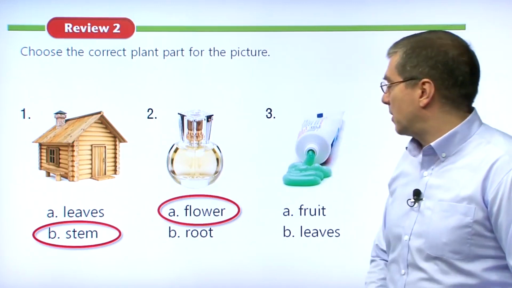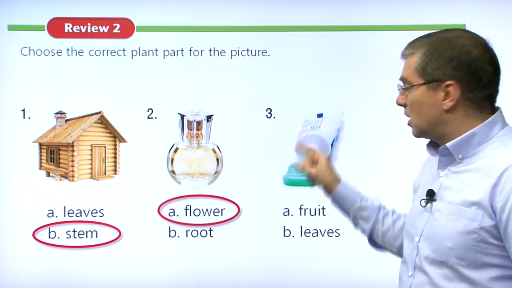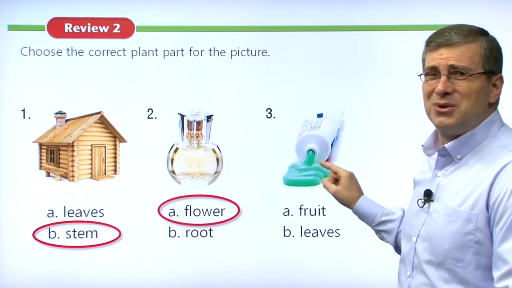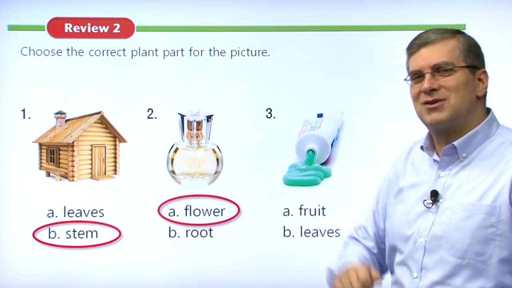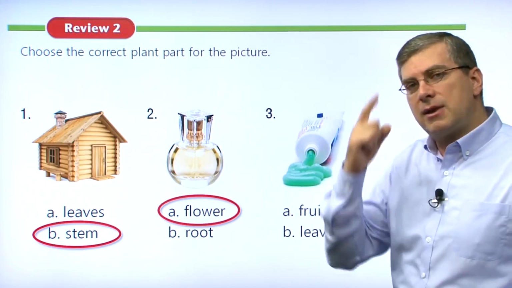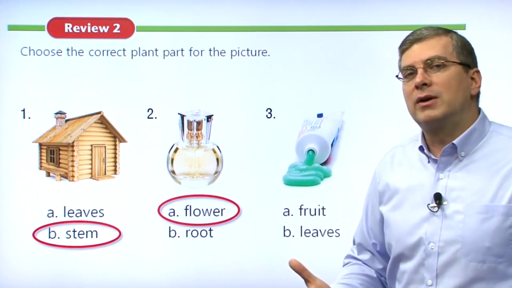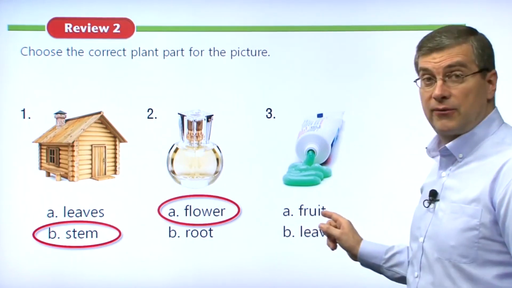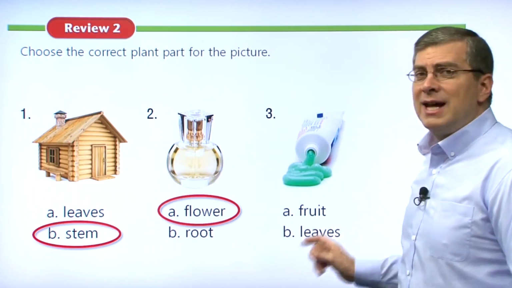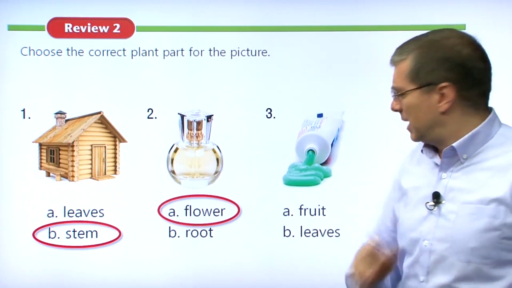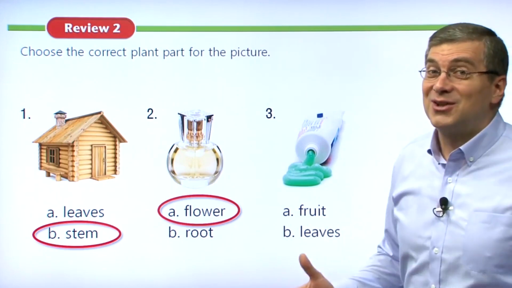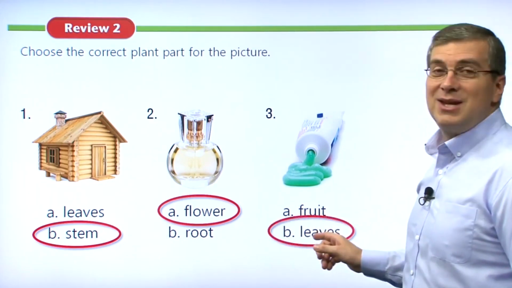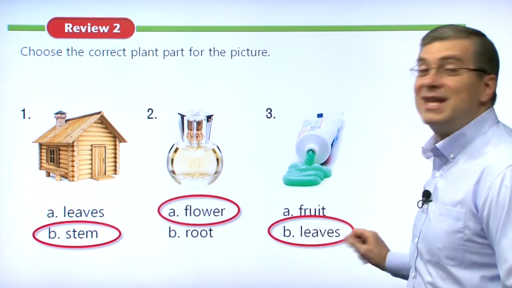Okay, finally, over here, number 3. What is this a picture of? This looks like toothpaste. Although it looks like they're wasting the toothpaste. Don't do this, right? You just put a little bit of toothpaste on your toothbrush. When you brush your teeth, think about this. What part of the plant is used to make toothpaste? Is it A, fruit, or B, leaves? Now, I know what you're thinking. You're thinking fruit, because that would taste good, right? But I'm sorry, it's not the fruit. The part of the plant that we use to make toothpaste are the leaves.